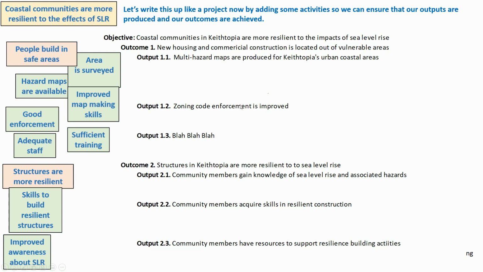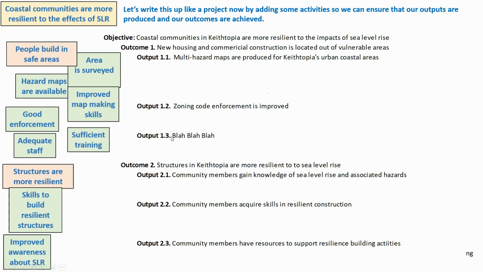They're made available. And then we have zoning code enforcement is improved. Here that corresponds to good enforcement. Zoning code enforcement is improved, so people are building appropriate structures in appropriate places. Now, you probably are familiar with situations where there are zoning regulations, but those zoning regulations are not followed. And in this case, the output is that we're going to improve. The product is that we're improving enforcement. And then down here, blah blah blah.